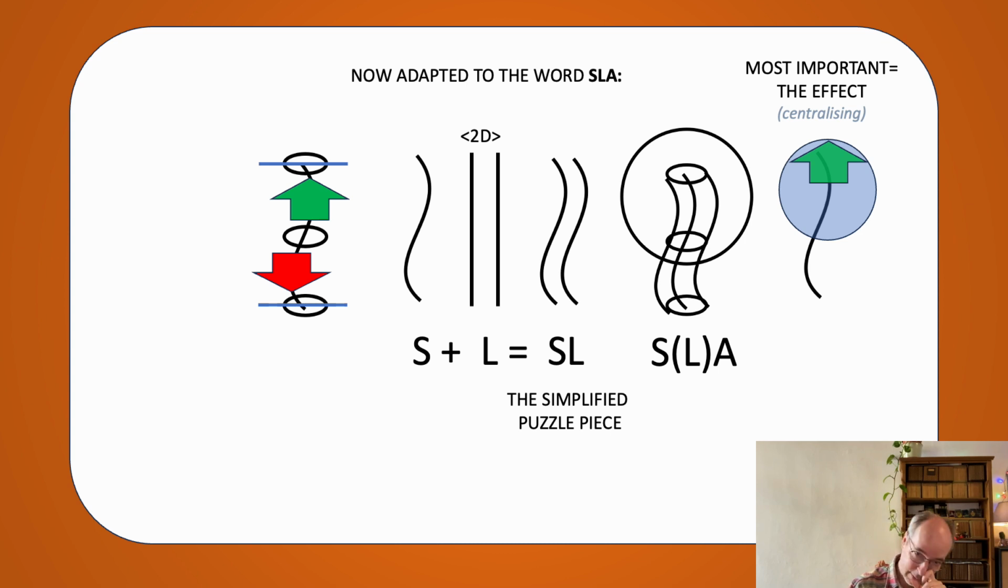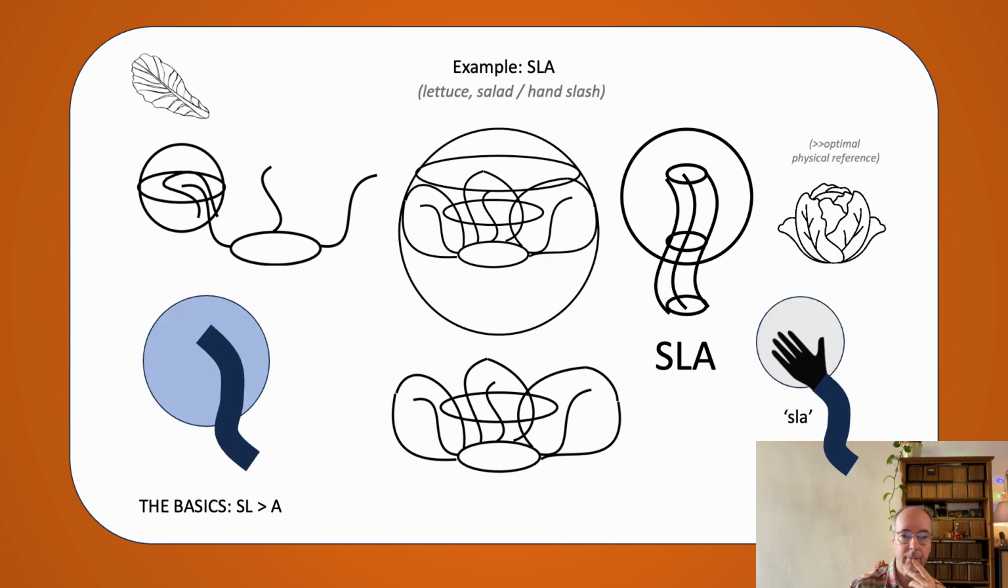So now let's have the first word, the salad, or the coal. I think it is the correct word. It is also a word in English. And it's also a word which is used in Dutch for a hand slash.